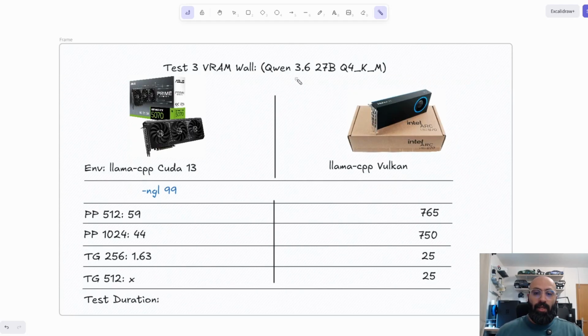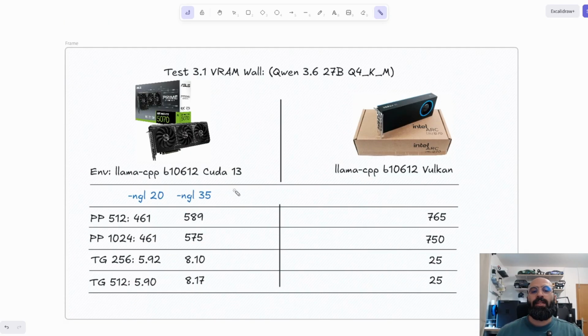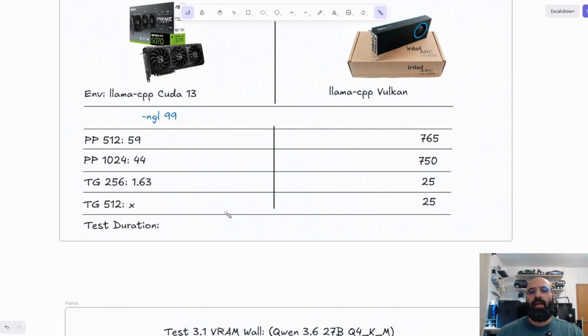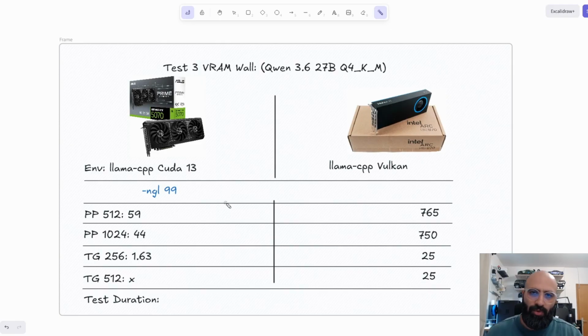For the third test, I used the Qwen 3.6 27B. It does not fit on the RTX. So therefore, I did another test for that with different layers assigned to the GPU, but I will show it to you a bit soon. For running solely on the GPU, the prompt processing was around 59 for 512 tokens, and it was 44 for 1,000 tokens.